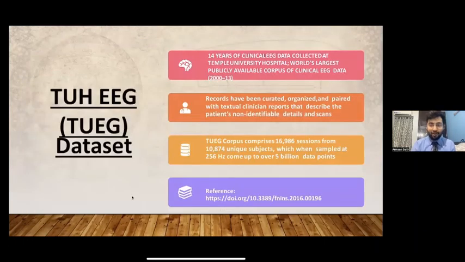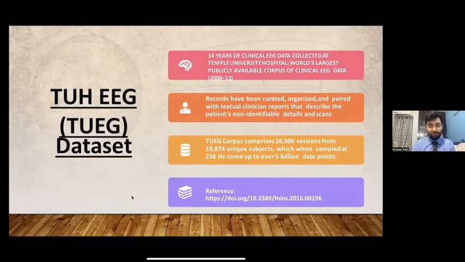So now I'd like to tell you something about our corpus, that is the Temple University Hospital EEG data set. This is from where we have gathered all our data for our study. It contains 14 years of clinical EEG data collected at the Temple University Hospital, and it is the world's largest publicly available corpus of clinical EEG data. And these records have been curated and organized by clinicians, and they have been de-identified from the patient. It comprises approximately 17,000 sessions from around 11,000 unique subjects.